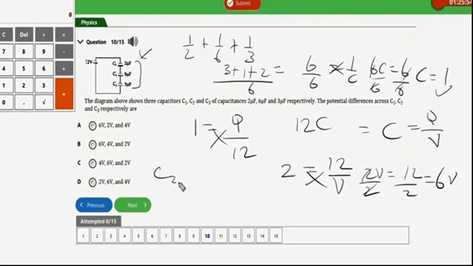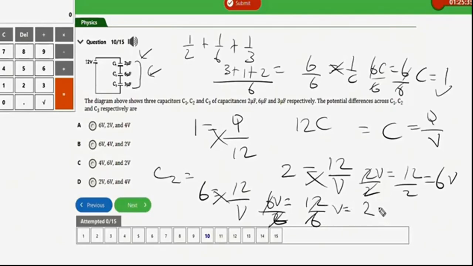For C2, we have it to be 6 microfarad. So it gives us 6 equals 12 over V. Cross multiply, we're going to have 6V equals 12, divide both sides by 6. So your V here is 2 volts. Lastly, for C3, the capacitor there is 3 microfarad. So we have 3 equals, the effective charge is 12 over V. Cross multiply, we're going to have 3V equals 12, divide both sides by 3.